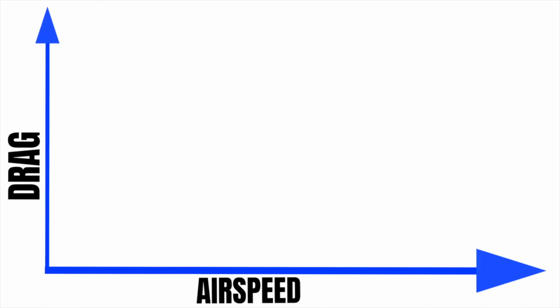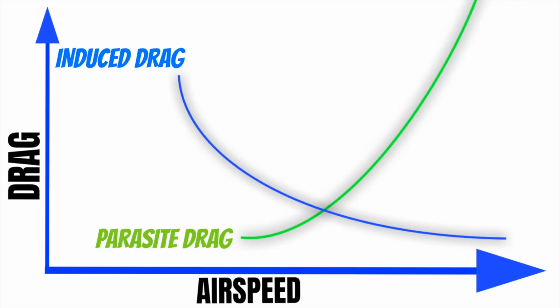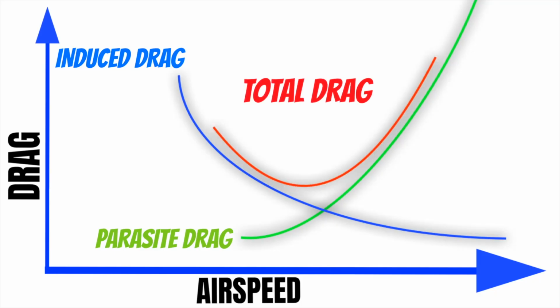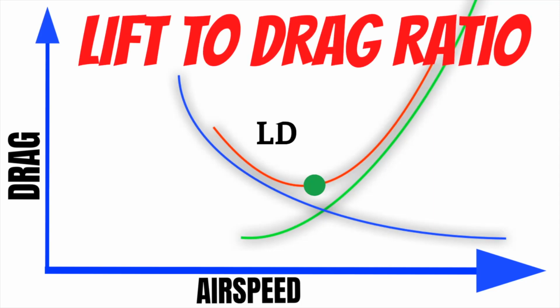Now check this out. When we place both of these types of drag on a chart, you'll notice that parasite drag increases exponentially as we increase our airspeed, but induced drag increases exponentially as we slow down. This is very important to know about because every airplane in existence has a magical airspeed that you can fly, which allows you to put the least amount of drag possible on the aircraft. And a lot of airspeeds you're going to be flying from now on are directly related to this airspeed. This is what we call the lift to drag ratio, or L/D max.